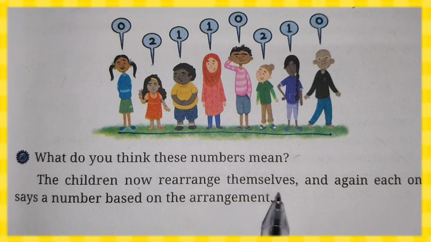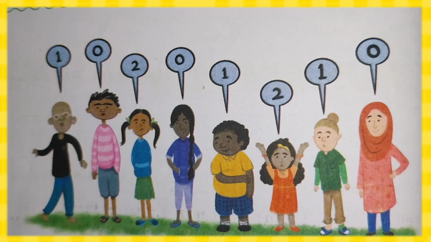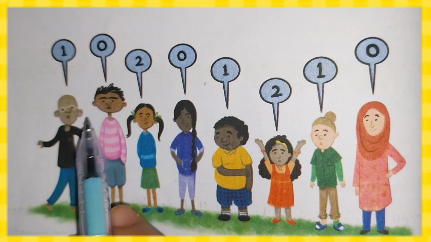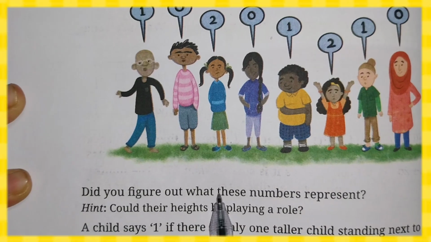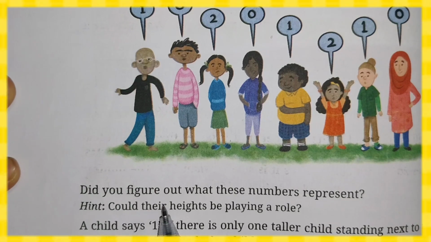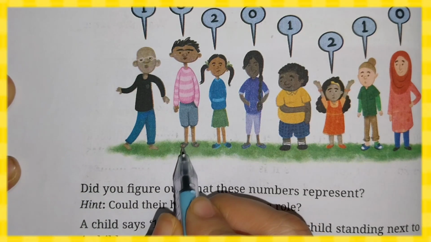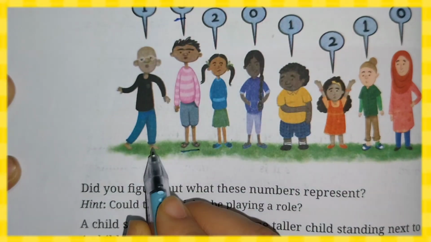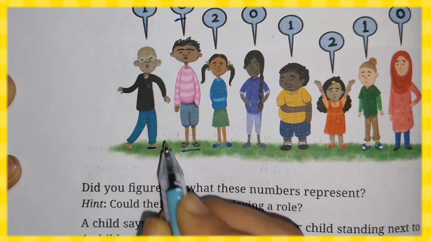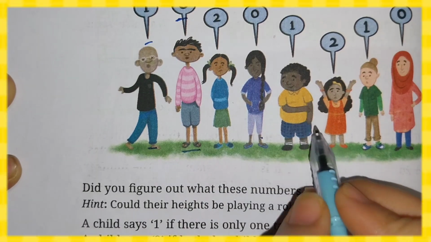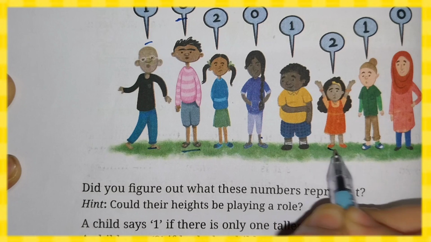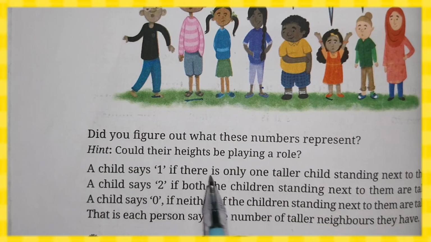The children now rearrange themselves and again each one says a number based on their arrangement. Let's see. Could heights be playing a role here? Is something related to heights being discussed here? The first child is saying 1. Next child is saying 0, because if you observe here, child 0 is taller than child 1 and 2. Next, 2 is shorter than child 0 and child 1. Next, 1 is taller than child 2.